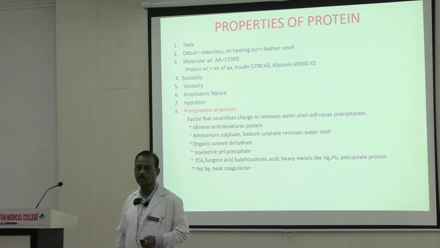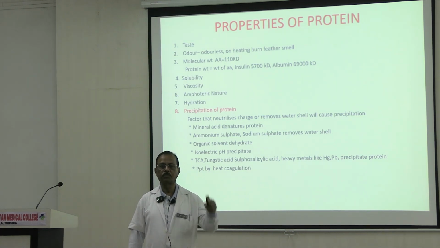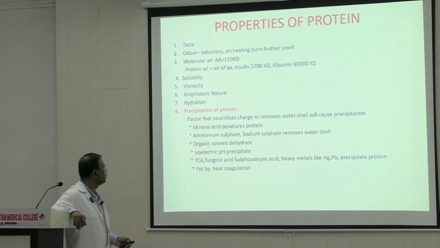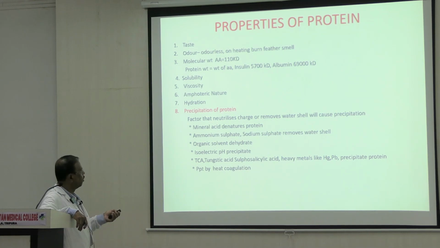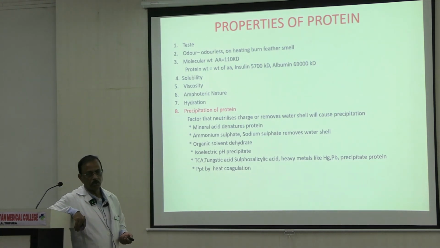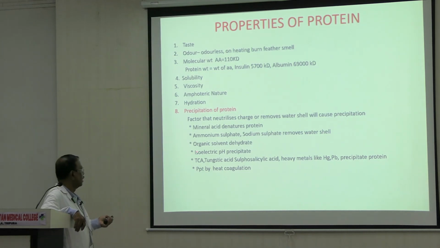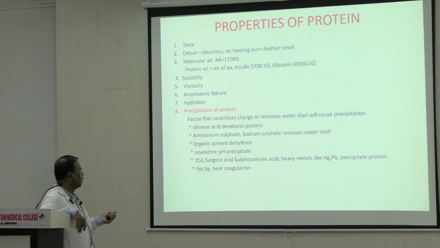Any physical or chemical agent which disturbs the hydration of the protein causes precipitation of that protein. Precipitation of protein: a factor that neutralizes charges or removes the water shell will cause precipitation. Mineral acid denatures protein, so it will cause precipitation. Ammonium sulfate and sodium sulfate remove the water shell, and that also results in precipitation of the protein. Organic solvent dehydrates the protein, so it will cause precipitation.